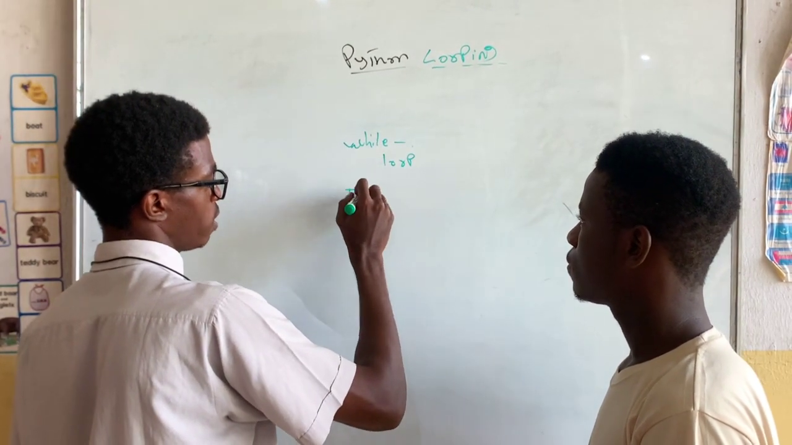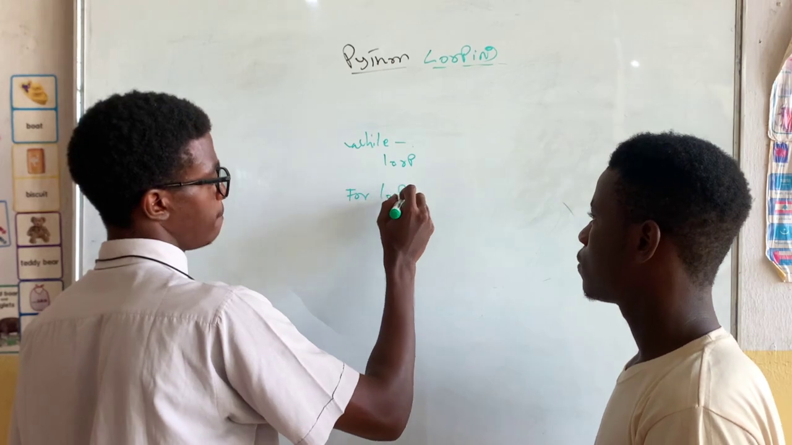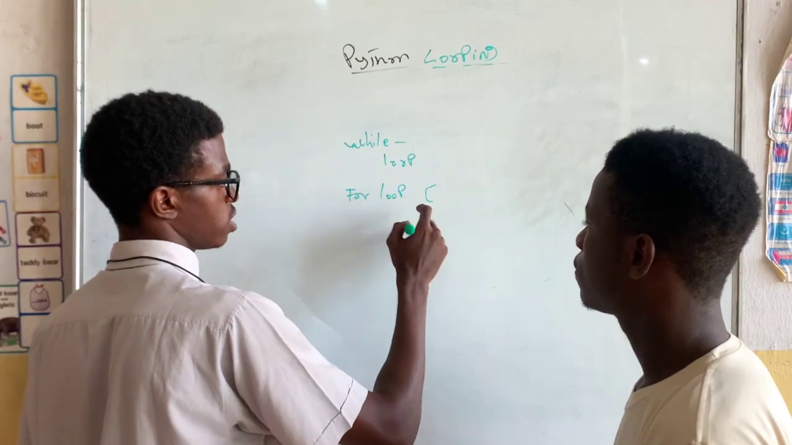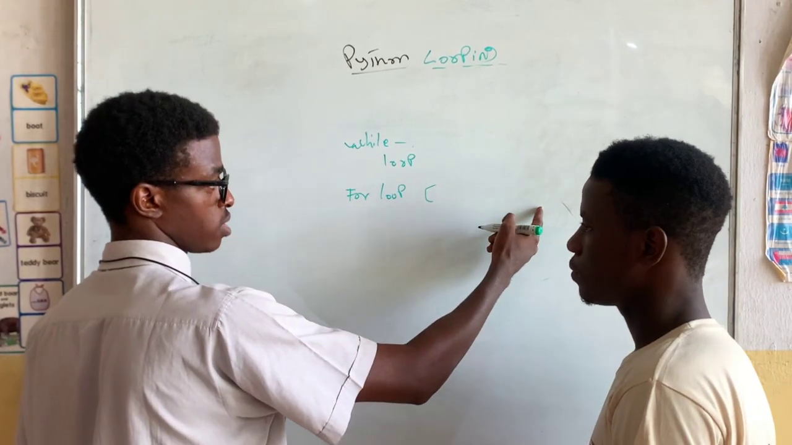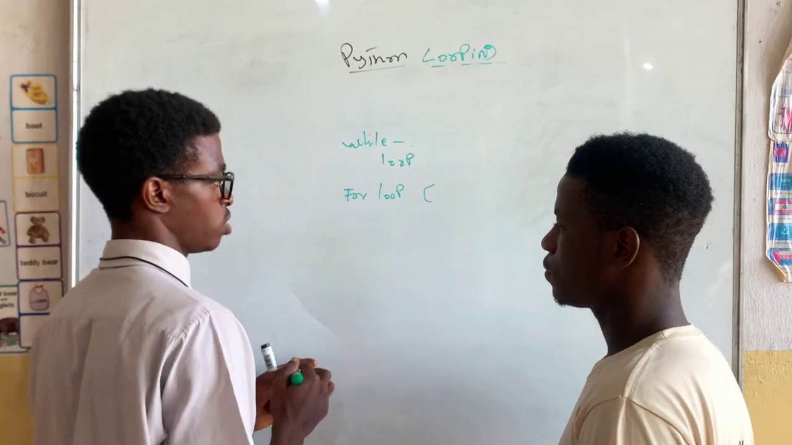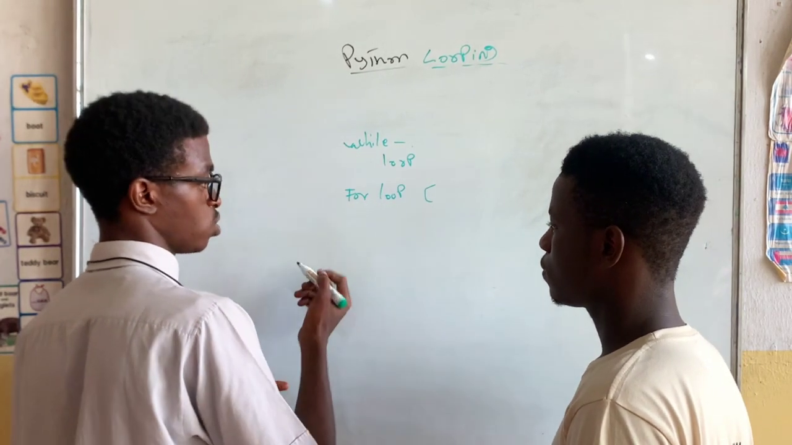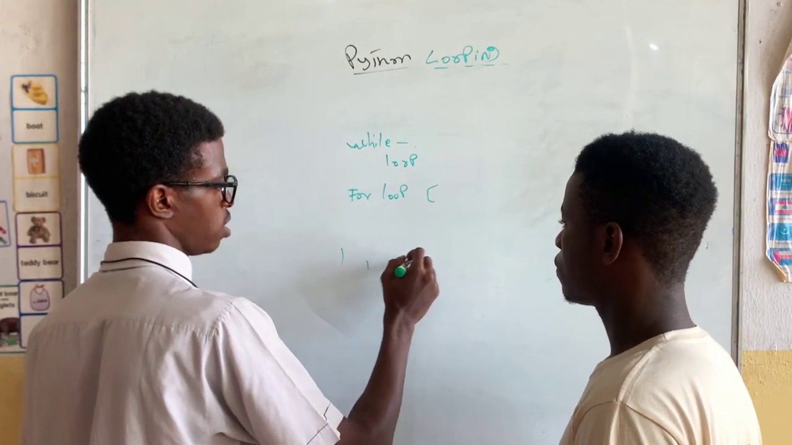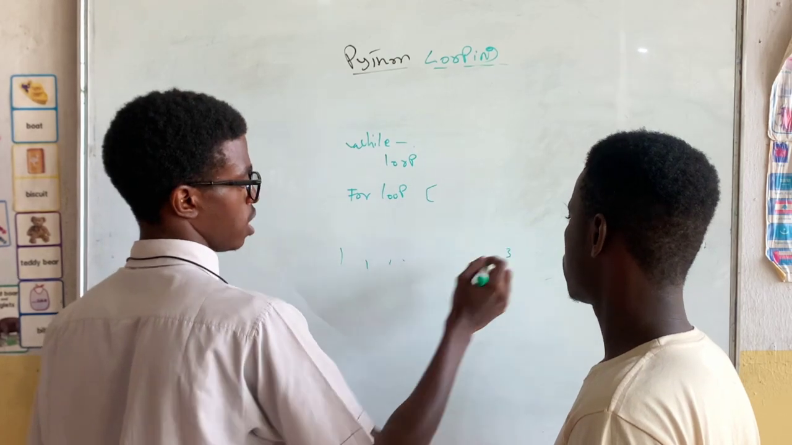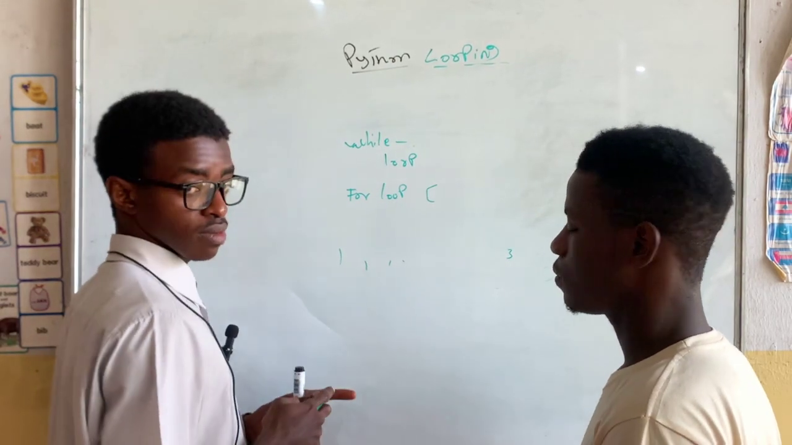Then we have for loop. This is a loop based on iteration, or I should say based on a sequence of elements. So you will give him a sequence of elements just like counting. If I give you a sequence of numbers 1, 2, 3, let's say up to 30, then I ask you to keep counting.